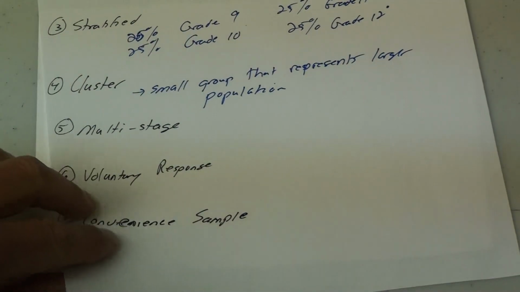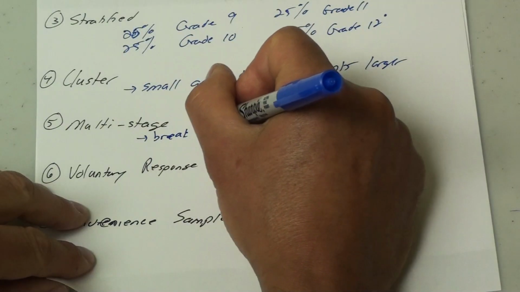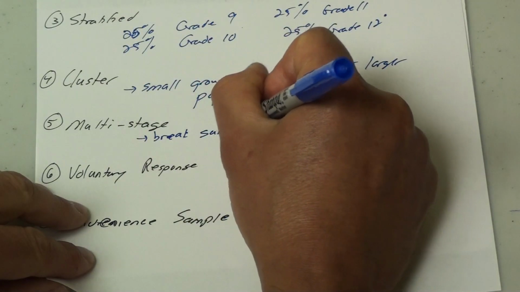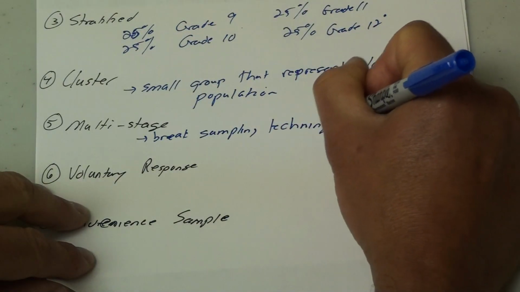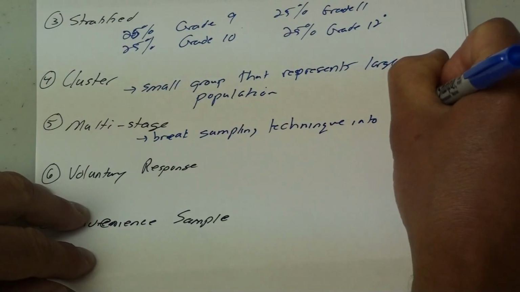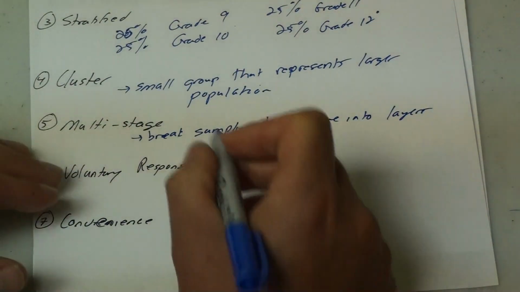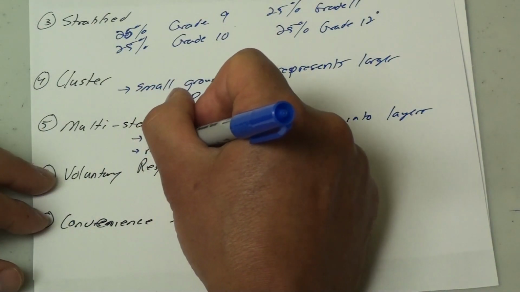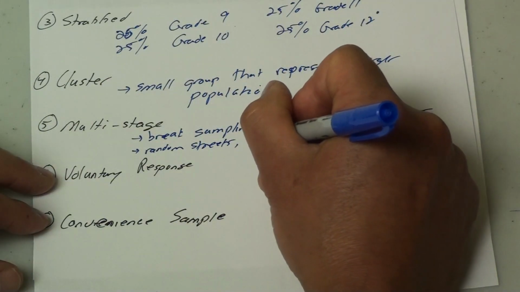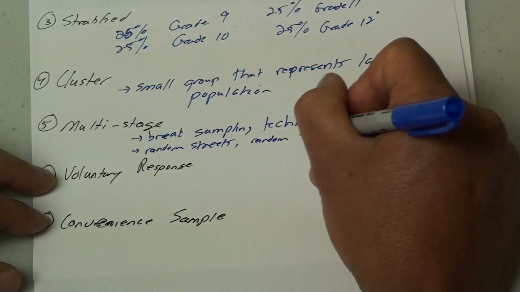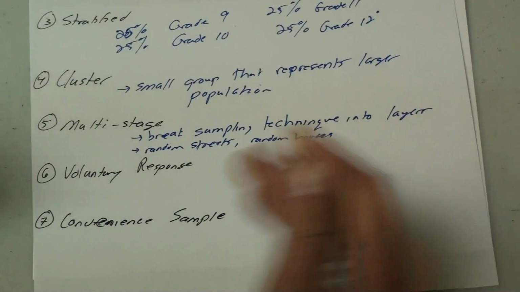Multi-stage would be you break your survey down into layers, or break your sampling technique down into layers. So maybe you want to survey in a town. So you're going to start by choosing random streets. Then you're going to choose random houses on those streets.